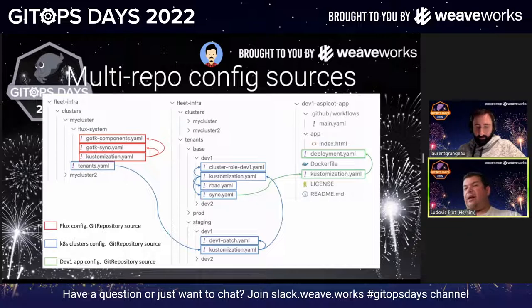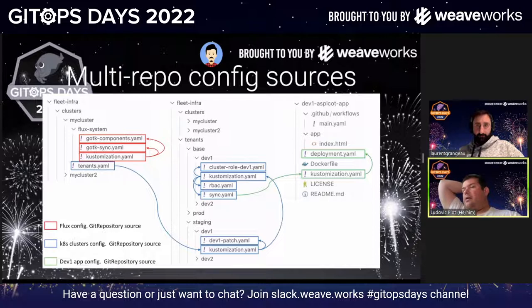This customization file we'll call the dev1 patch overrides the base file configurations, which are on the upper side. And these files will target a third configuration source, the green source, which is the configuration dedicated to dev1, and here it's in a separate Git repo.